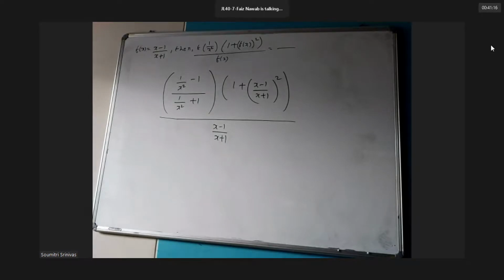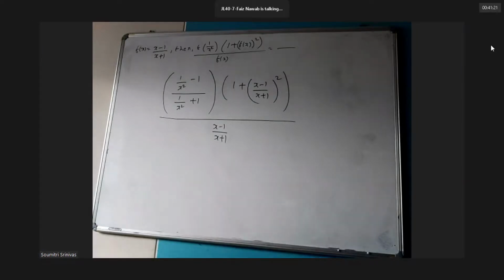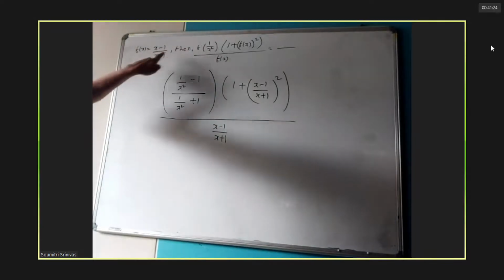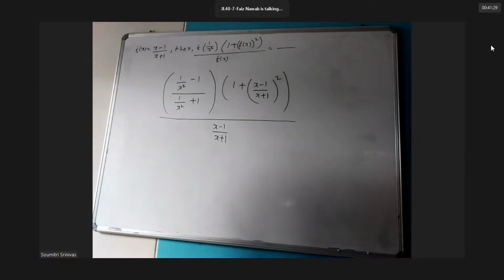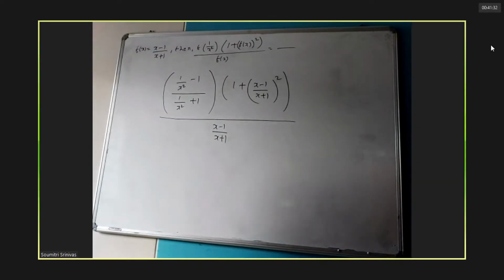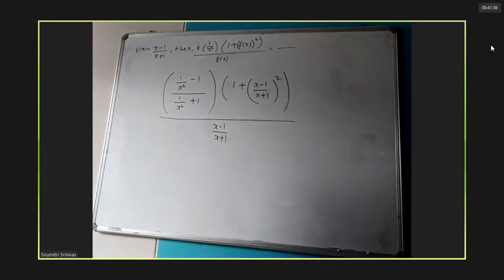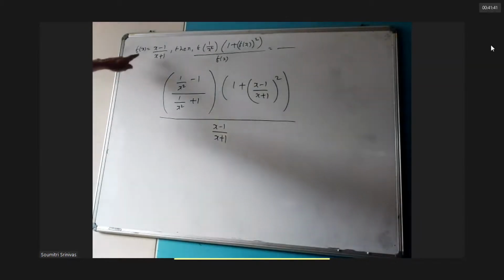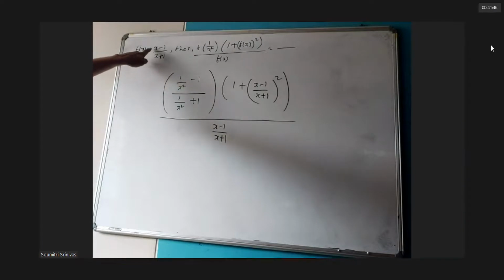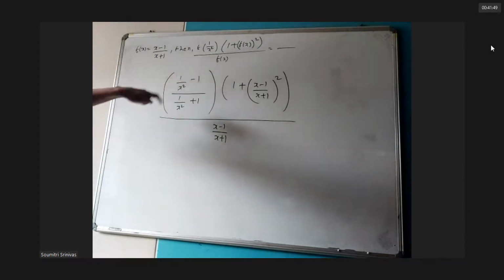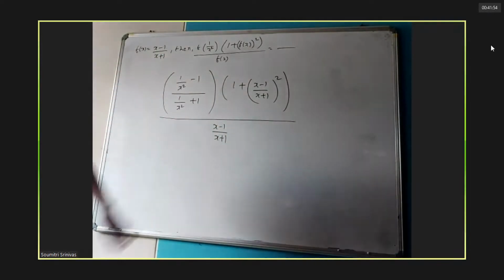Sir, I couldn't understand the first step. What is f of 1 by x? f of x is x minus 1 by x plus 1. So f of 1 by x is 1 by x minus 1 by 1 by x plus 1. What is f of 1 by x square? 1 by x square minus 1 by x square plus 1.